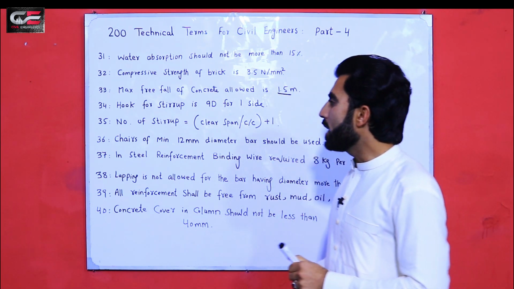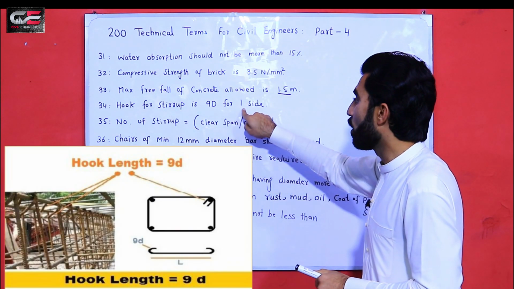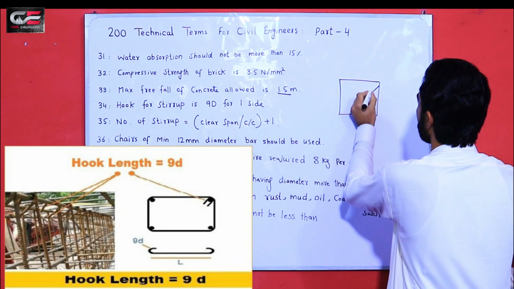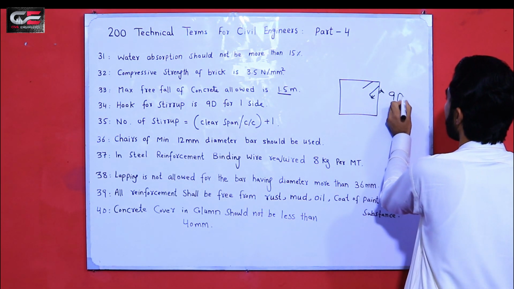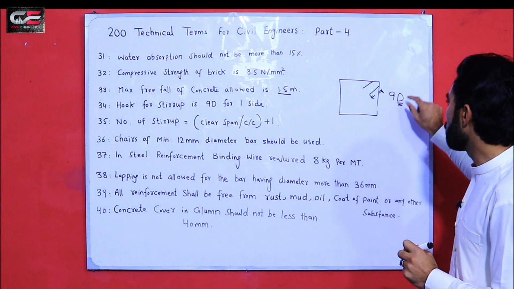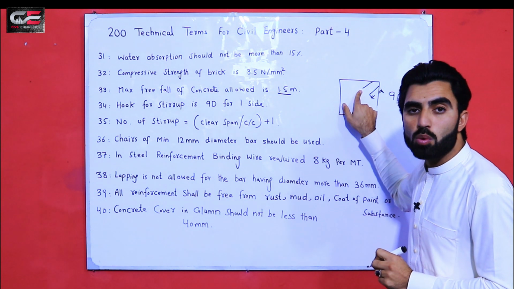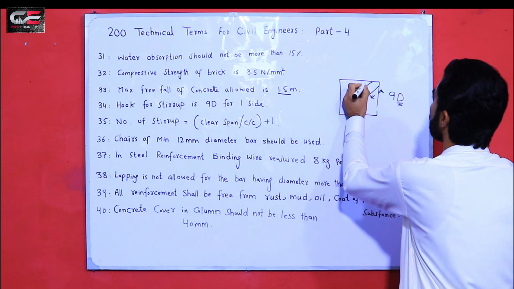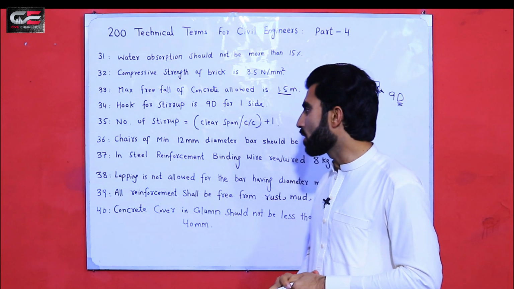Guys, the tip number 34, hook for stirrup is 9D for one side. You can see, this is a stirrup for a beam, and this is the hook. The hook length should be 9D, where D is the diameter of the steel bar for this stirrup, 9D for one side. For the other side, we add the other hook of 9D. And the hook is very important, it should be bent with an angle of 135 degrees.